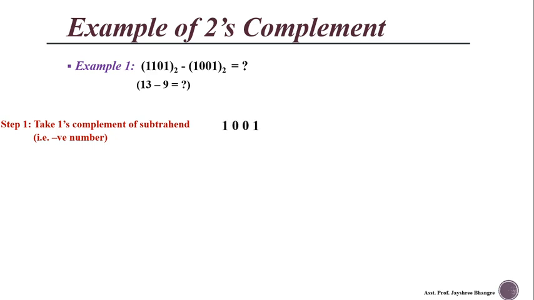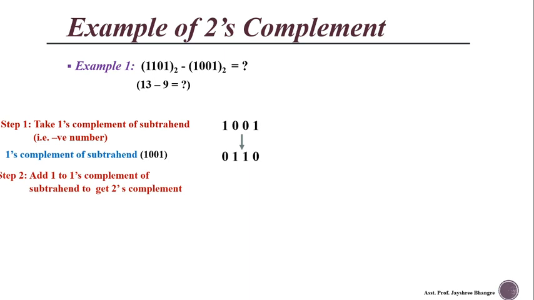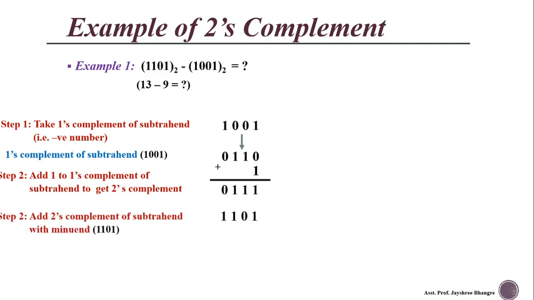So here the subtrahend is 1001, its 1's complement is 0110. To get the 2's complement, we have to add 1. So we get the 2's complement, that is 0111. Now the next rule: we have to add this 2's complement of the subtrahend to the minuend. So here we are adding 1101 plus 0111. After addition, we get the result.